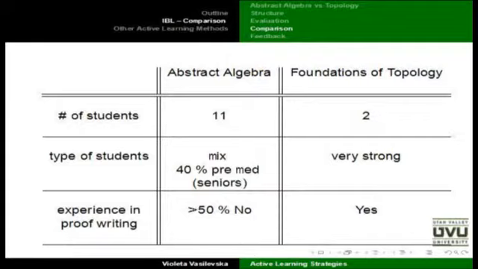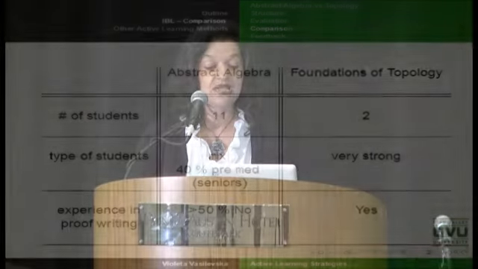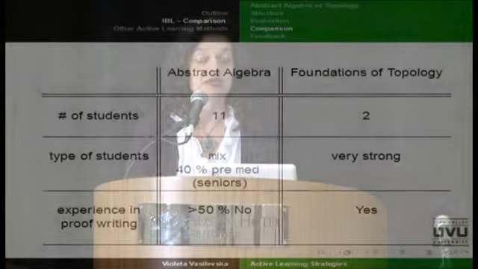They have experience in proof writing, compared with abstract algebra, where 40% of the students were pre-med, and seniors, it was the last semester. They didn't want any changes, but on the other side, they wanted an A, so they needed to work, and they did a good job in that. And in abstract algebra, 50% of them haven't had any proof-based class before. So this was their first experience with proof writing, and that was really hard to deal with.